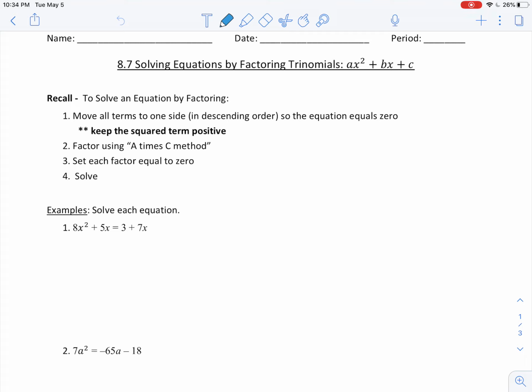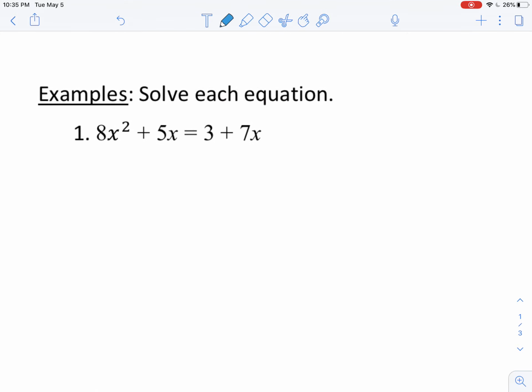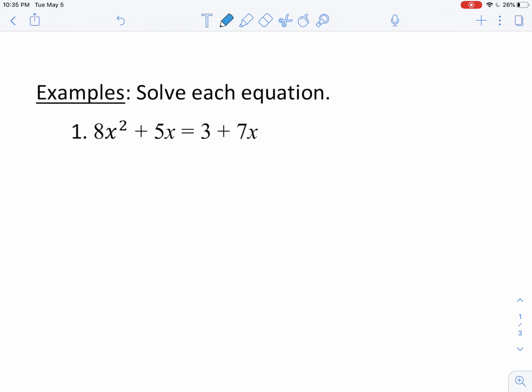You also learned how to factor trinomials where the leading coefficient is not a 1 by using the A times C method. So together we're really just putting those 2 skills together today. If you look at the first question, it says solve each equation. In question number 1, we have to make sure that all of our terms are on one side of the equation and the equation is set equal to 0.